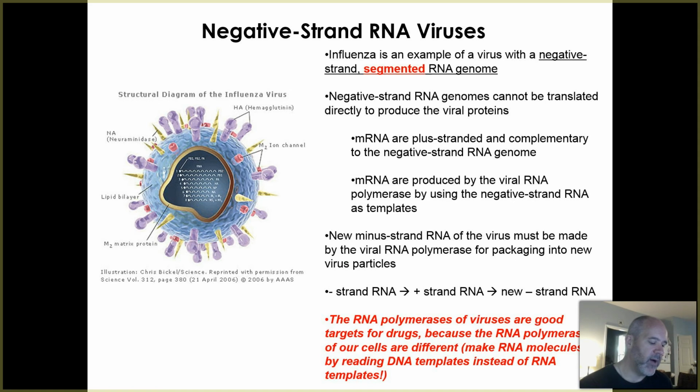All right, another viral example I want to talk about are the influenza viruses. And the influenza viruses are in the negative strand RNA virus category. And another interesting thing about flu viruses, influenza, is they have segmented RNA genomes. And what that means is their genome is not just in one piece. It's divided up into 8 pieces.